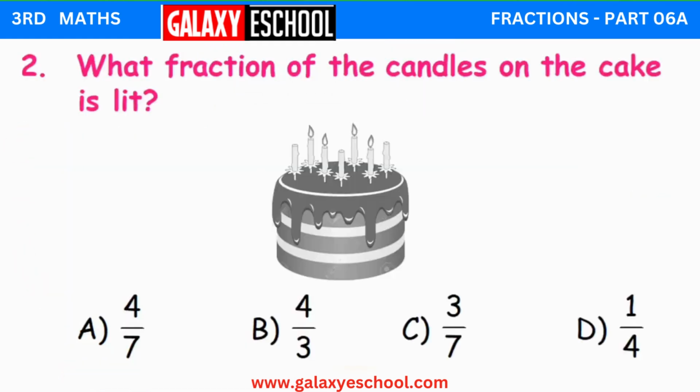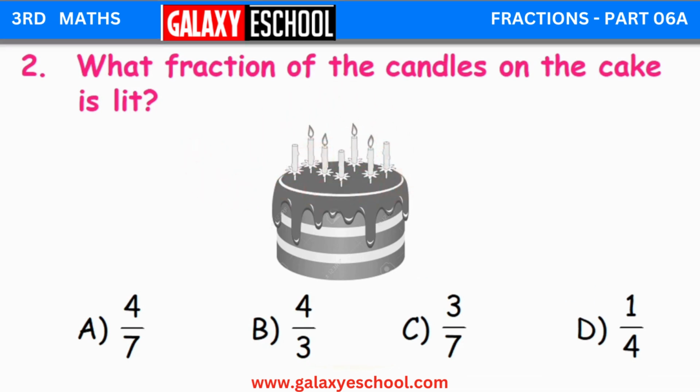Next, question 2. What fraction of the candles on the cake is lit? What are we having? We are having a cake here. We are having some candles. We have to find out the fraction of the candles which are lit. Lit means which are lighted. Here we can see the flame on 4 candles. So we have to find out the fraction of these 4 lighted candles out of all the candles.